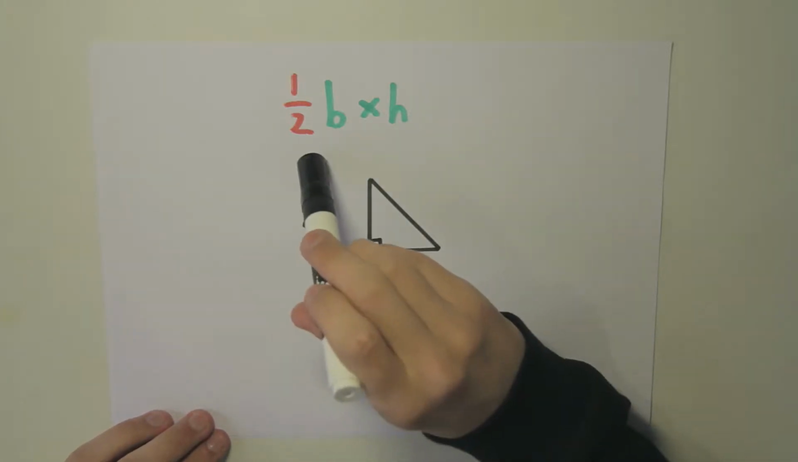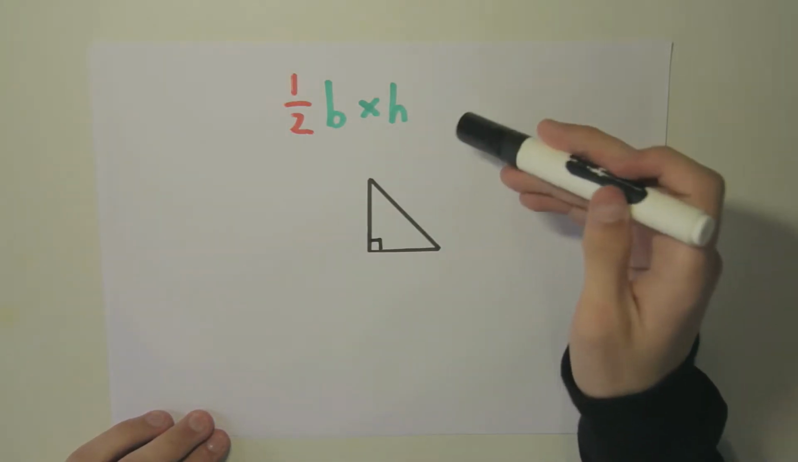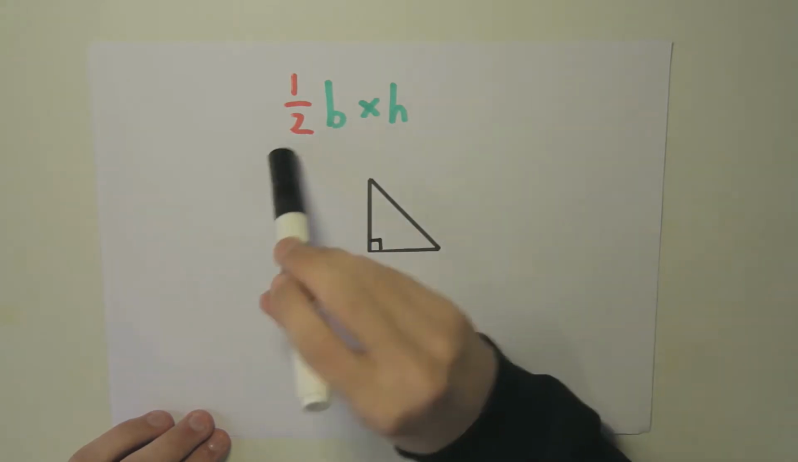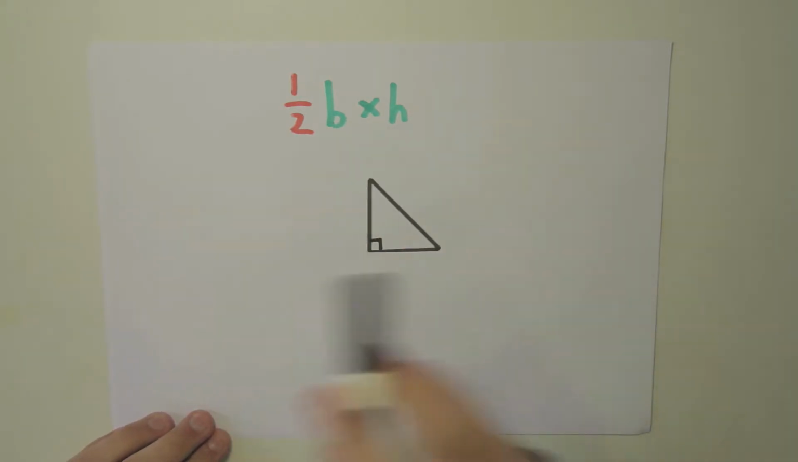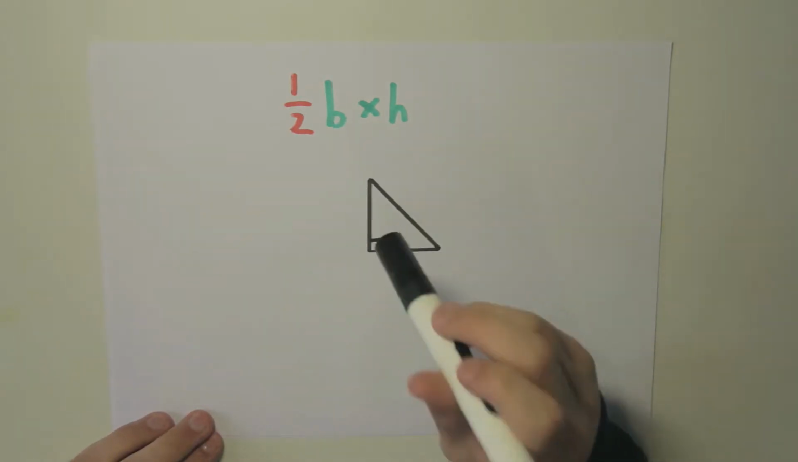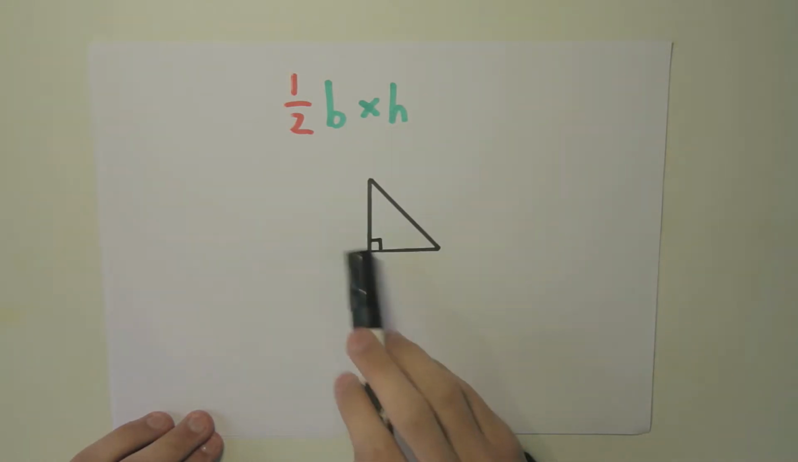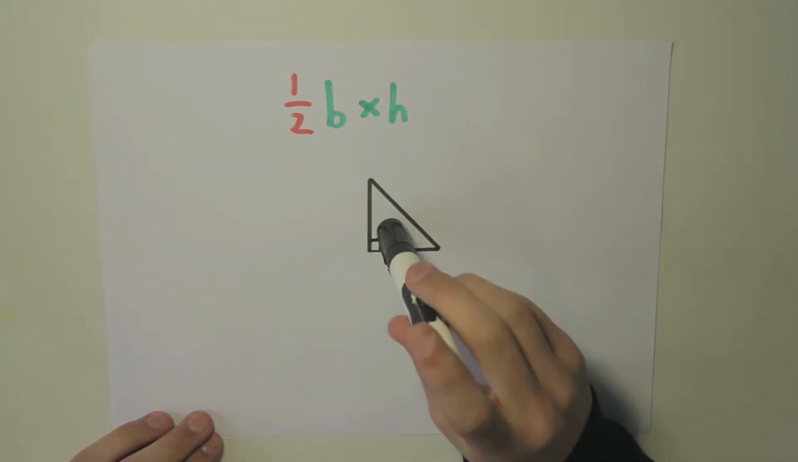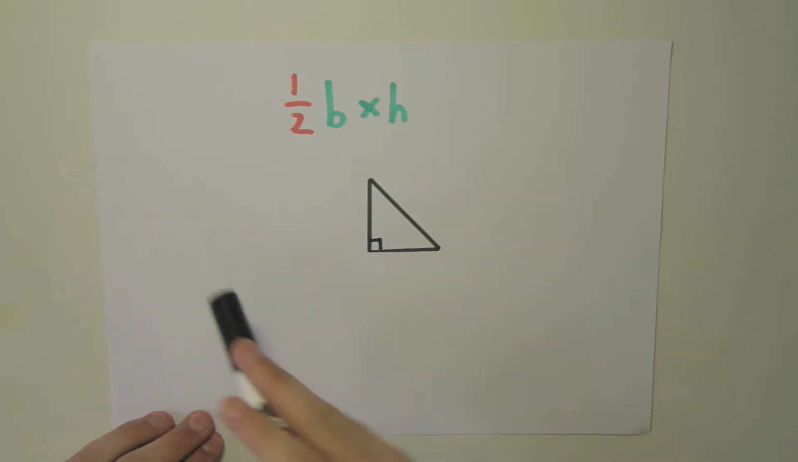Alright, so today we're going to be looking at half base times perpendicular height. For those who do not know, this is the area of a triangle, the formula so to speak. And over here we have a right triangle, meaning that this angle is 90 degrees. I'm just using this as the first example of what the formula means.